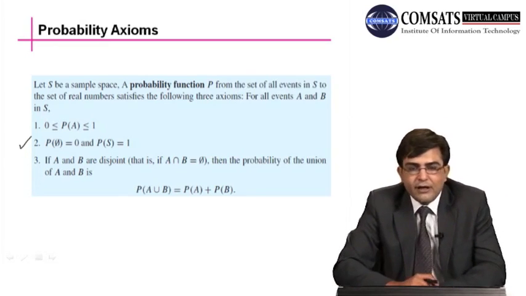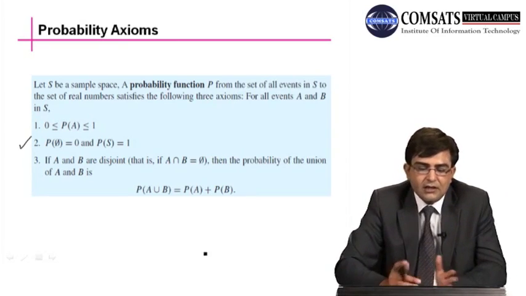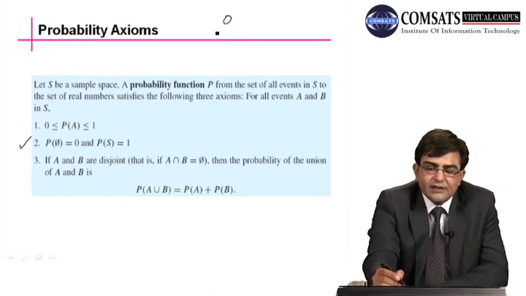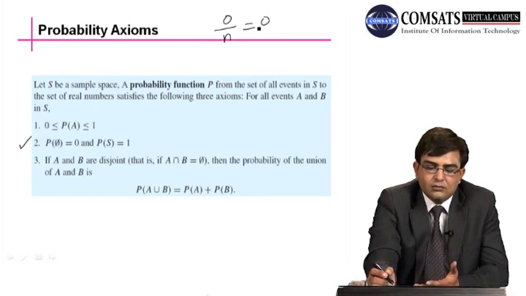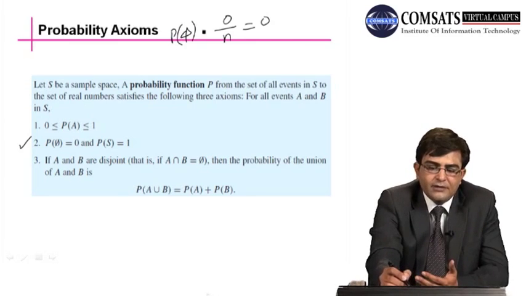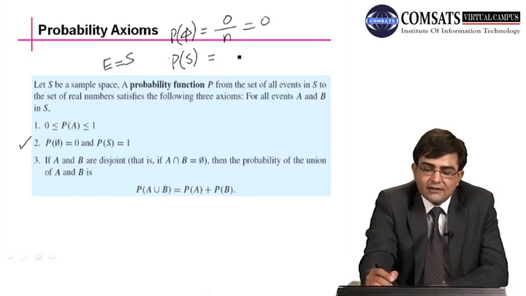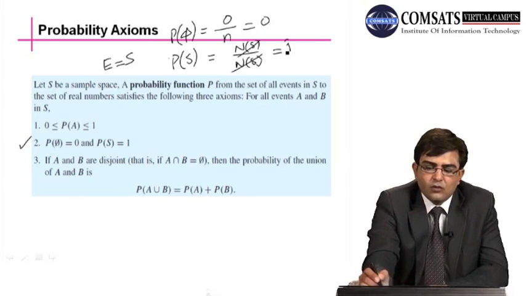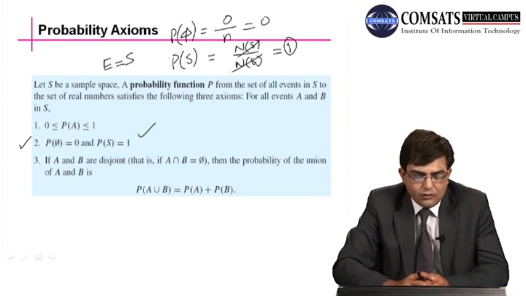Second is the probability of the empty set. I have told you that this must be 0. If the event is empty, then it contains 0 elements, and divided by the n elements of S, it is 0. So the probability of the empty set is always 0. And for the probability of S, if we take the event E equal to S, then the number of elements in S divided by the number of elements in S must be the same, so we get 1. So P of S is always 1. This is the second axiom of probability.